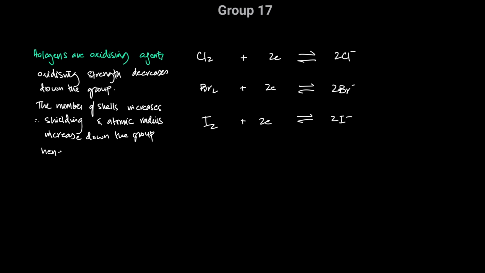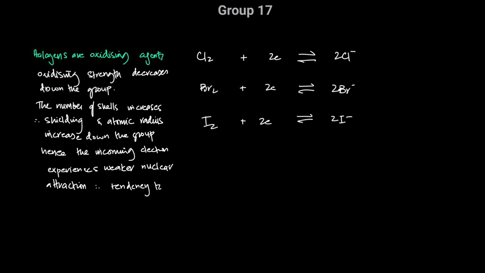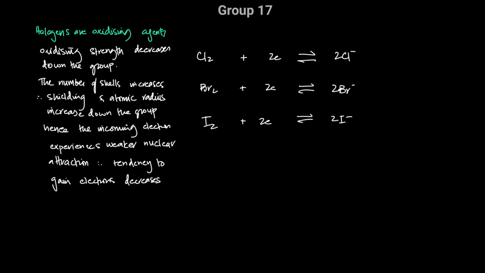Hence, the incoming electron experiences weaker nuclear attraction as we go down the group. And therefore we can say that the tendency to gain electrons decreases. So they don't gain electrons as readily as we go down the group. And of course, when we talk about the tendency to gain electrons, we're saying the tendency to undergo reduction decreases. So they're weaker oxidizing agents down the group.